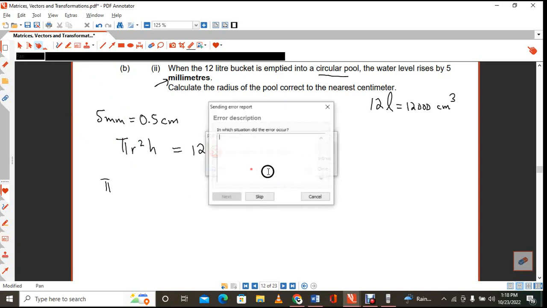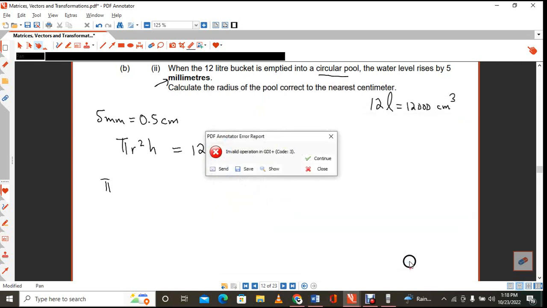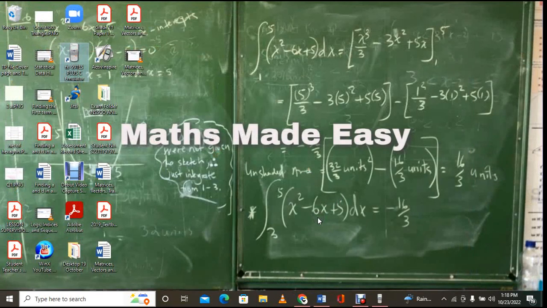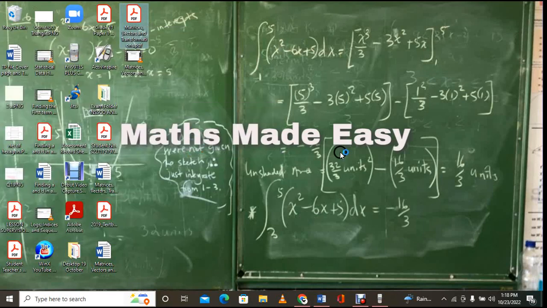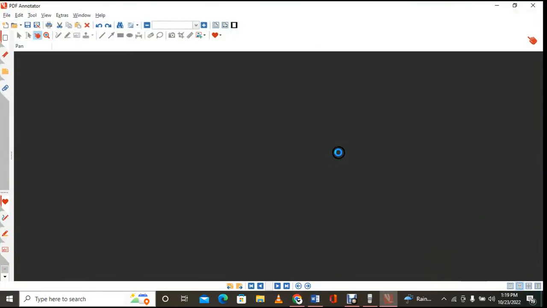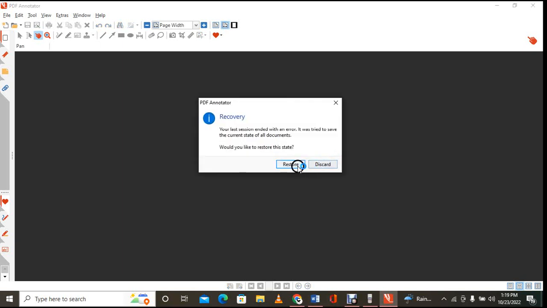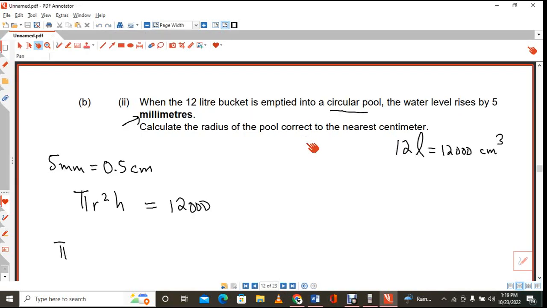Right, so I'm going to save. I'm going to come back to this. An error occurred because I pressed something on my pen, but I'll just come back to the paper. Maybe you can also take a breather. So let's just open it again. I just did something on my stylus when I was writing with it. Okay, so let's restore and go back to our work. Okay, good.